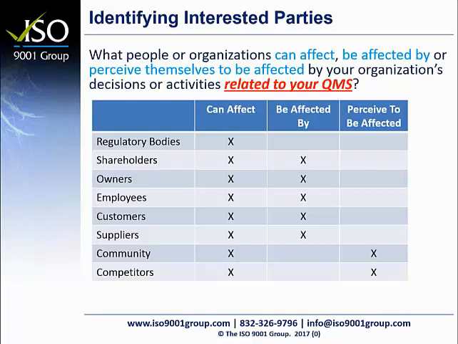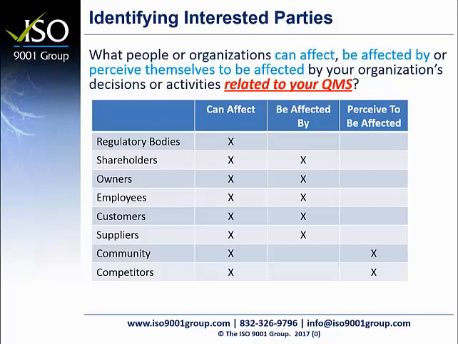suppliers. Right? Suppliers, they can affect our organization. If your suppliers are shipping you the wrong material, if they are providing you with subpar products and services, they can affect your quality. They can affect the decisions or activities related to your quality management system. That's why it's important that we make sure we have a strong supply chain. Now, they can also be affected by your organization, right?